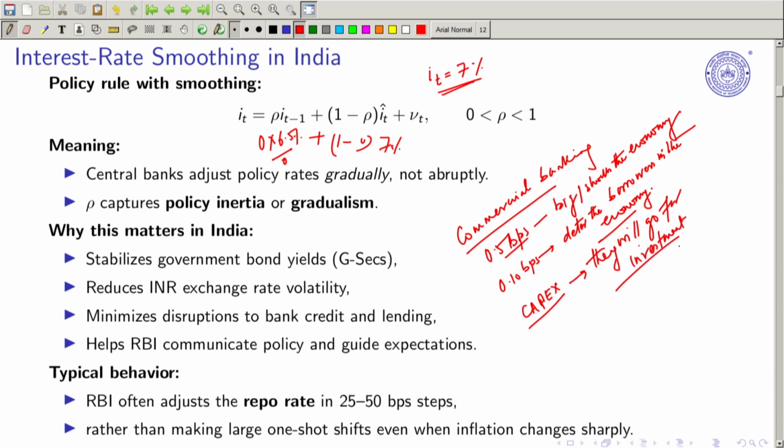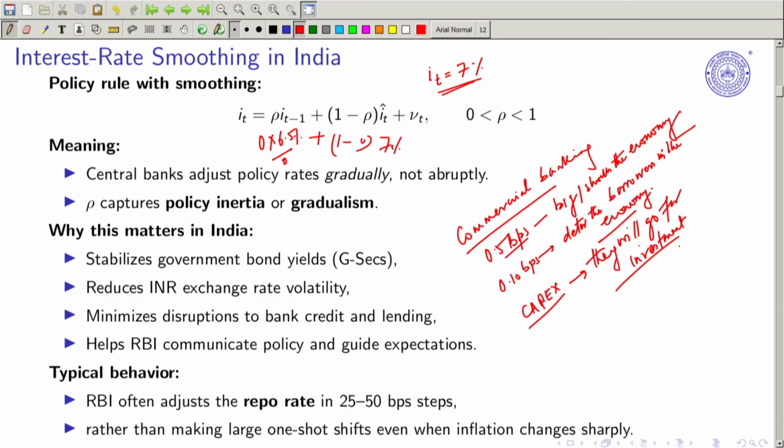Second thing is that it also creates good credibility for the central bank, because if gradualism is adopted, it implies that the central bank is not giving a big shock to the economy, but rather going for gradual adjustment. So this also gives a good communication based advantage, and at the same time it increases the credibility of the central bank. So this is where it matters, right? So this is how we discuss. Let's move on.